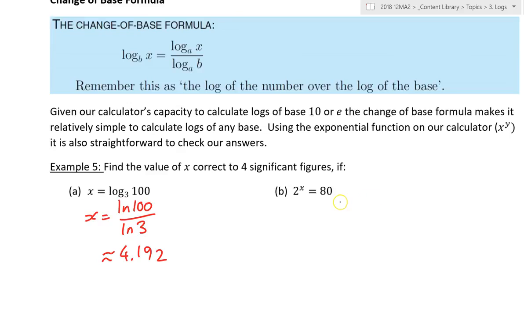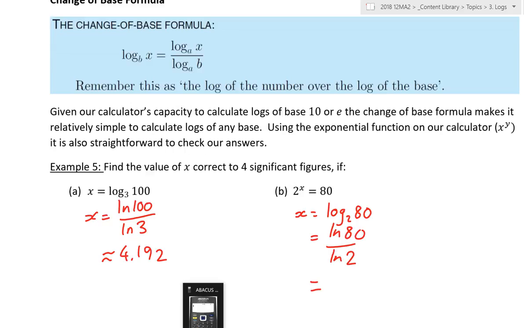Now, what we're going to do here: 2 to the x equals 80. If I take the log base 2 of both sides, I get x equals the log base 2 of 80. That's how I can undo that exponential function. That's really helpful. We've been dealing with exponentials, and now all of a sudden we can reduce those, well, from an exponential to a log. Now, log base 2 of 80 is still a little bit of a problem, but that's equal to the natural log of 80 over the natural log of 2.